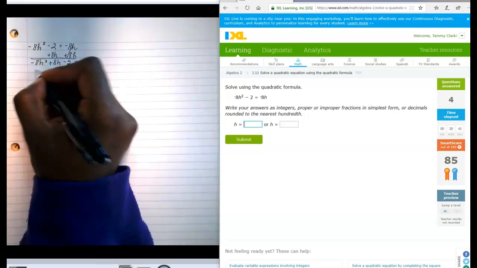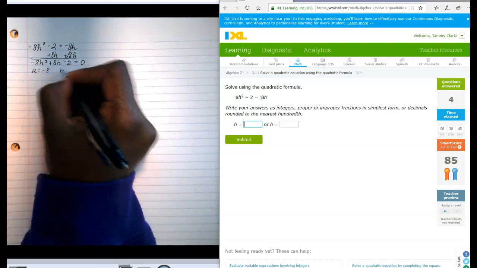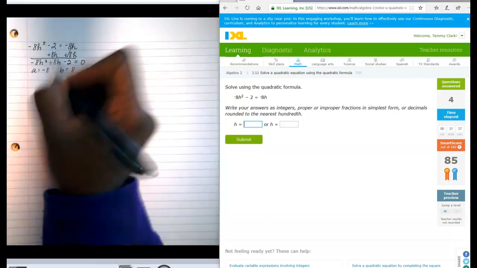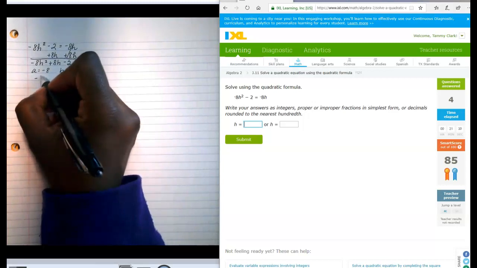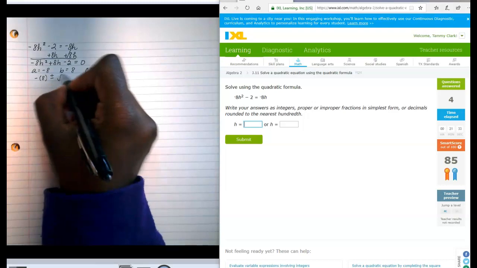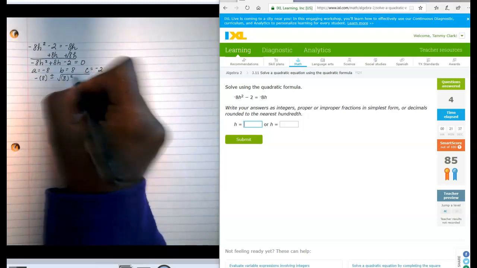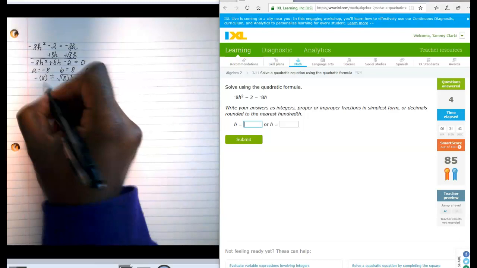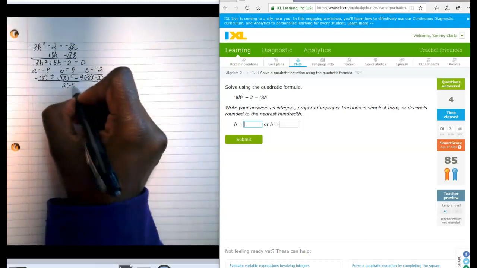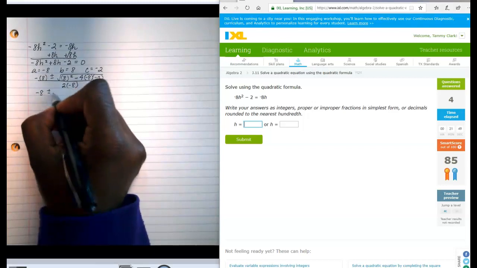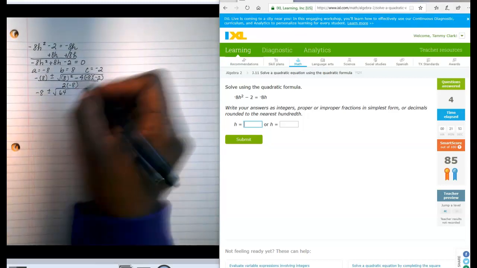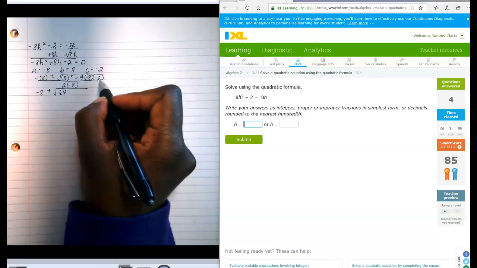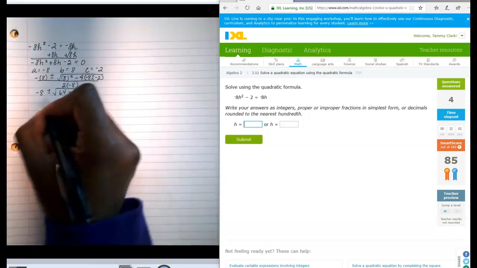Now we can determine the a, which is negative 8, b, which is positive 8, and c, which is negative 2. Alright, so we're going to take the opposite of the b term, plus or minus the square root of the b term squared, minus 4 times the a term times the c term, all divided by 2 times the a term. That gives us negative 8 plus or minus the square root of 8 squared, which is 64, and then we've got negative 4 times negative 8, which is positive 32. Positive 32 times negative 2 is negative 64.